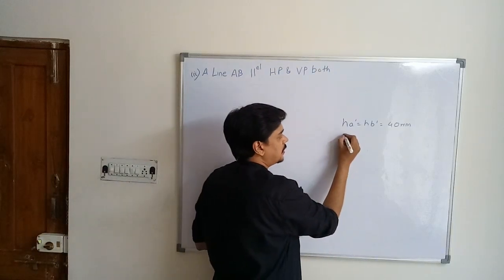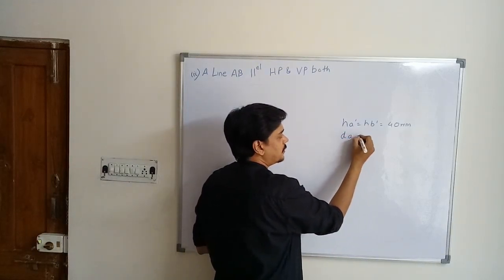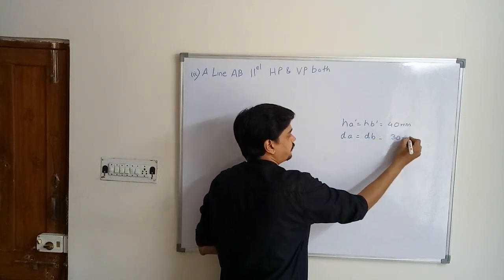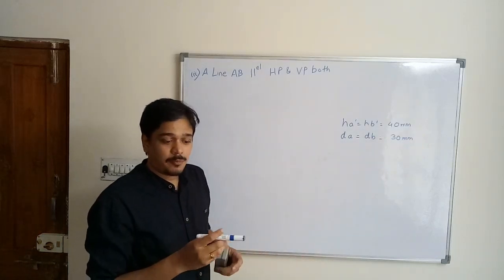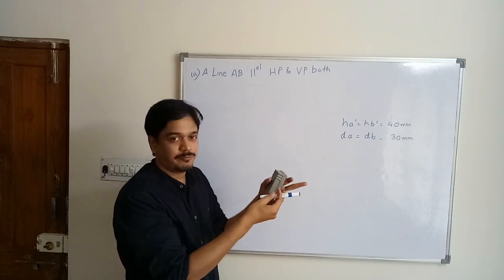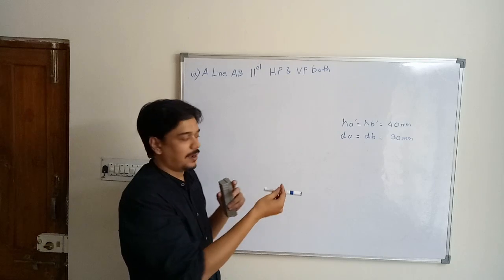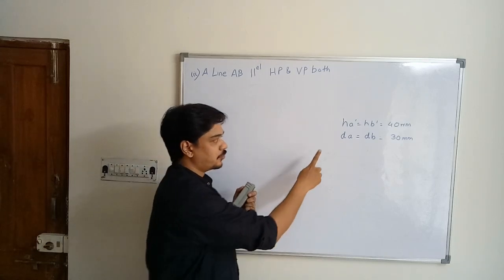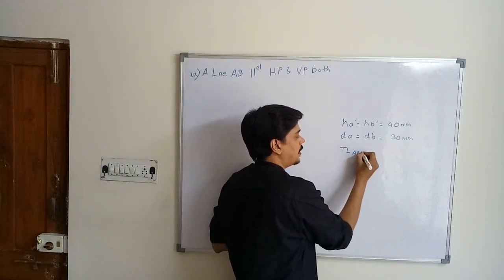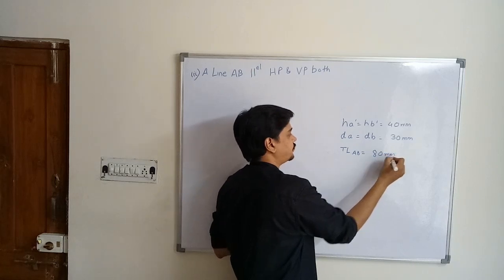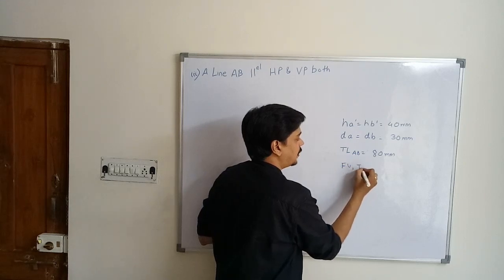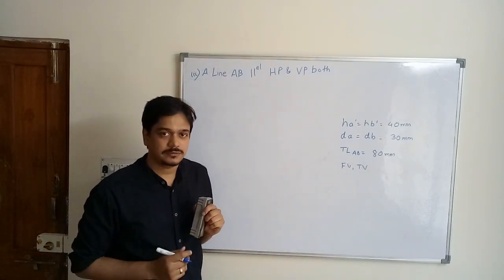Similarly, just assume that the depth of point A is equal to the depth of point B. Let us take this as 30 mm. It means point A is 30 mm in front of VP. Similarly, point B is 30 mm in front of VP, making this line AB parallel to VP. So this is given to you. Let us assume the true length of the line AB is again the same as before. And what you have to draw? You have to draw the front view and top view. That is the projection of a line.